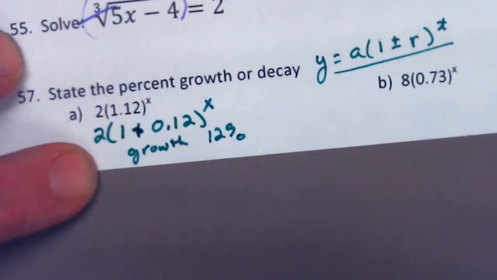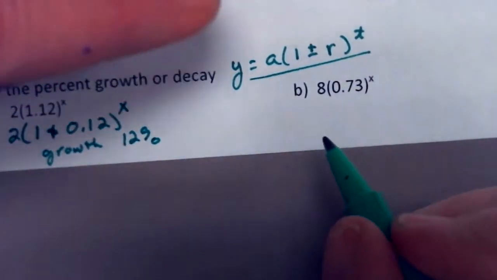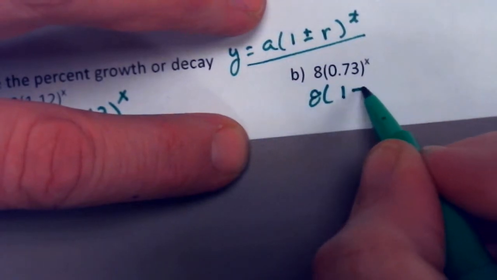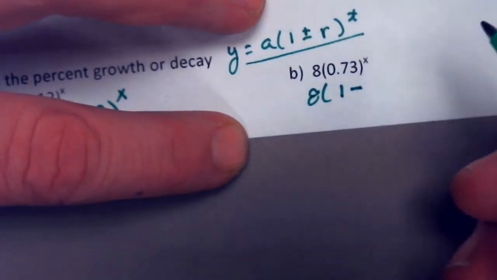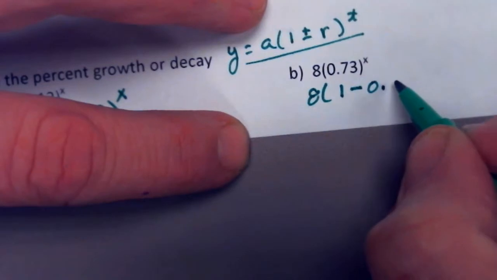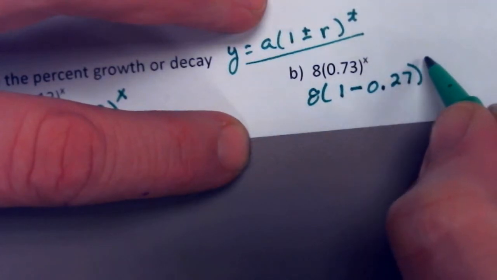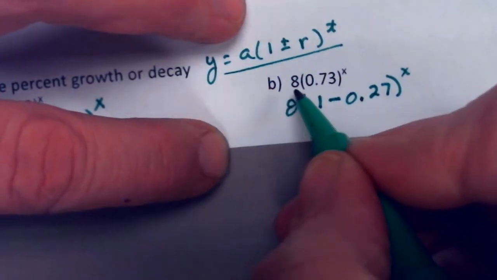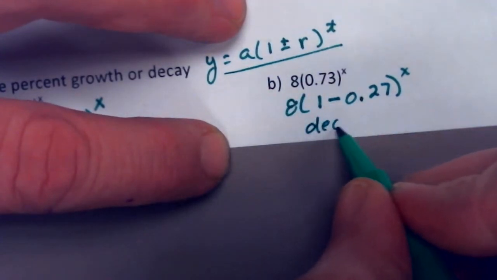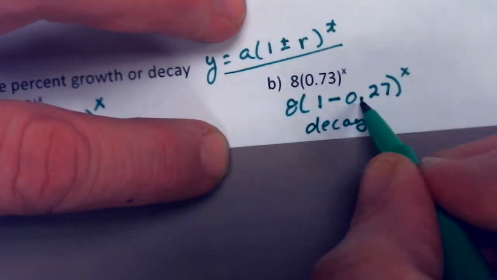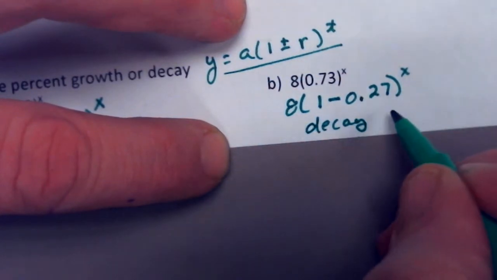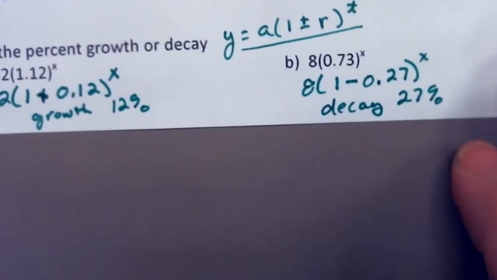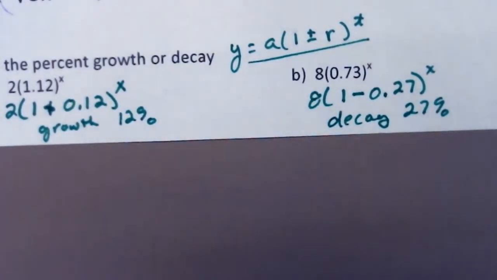All right. For b, the initial amount is 8. Then if I rewrite this, 8 times 1 minus, well, 1 minus what equals 0.73? 1 minus 0.27 to the x. So since it's subtracting, it's decay. And the rate is 0.27 or 27%. All right, so there's 57, A and B.